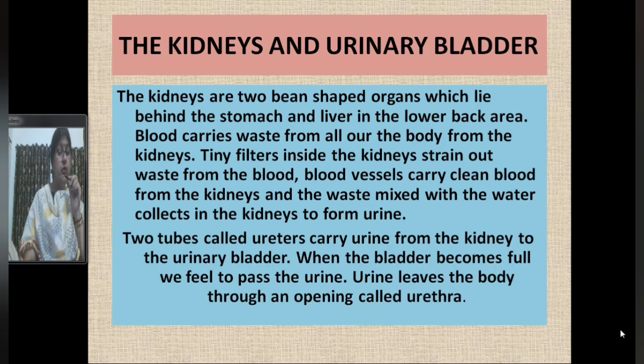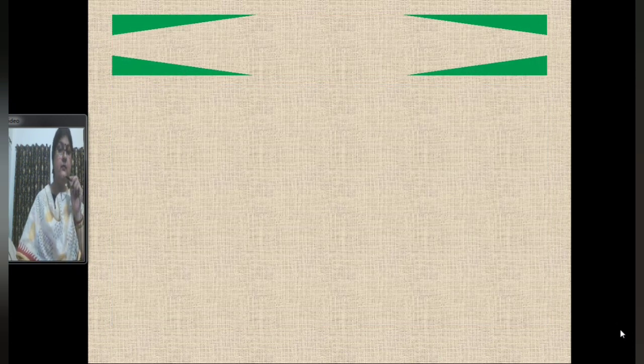Now, two tubes called ureters, which come out from the kidneys, carry urine from the kidneys to the urinary bladder. When the bladder becomes full, we feel the need to pass urine. Urine leaves the body through an opening called the urethra.